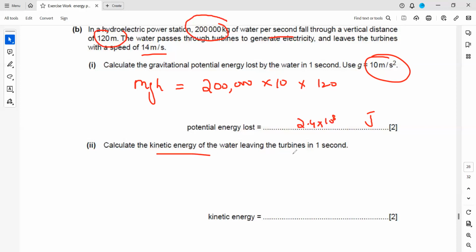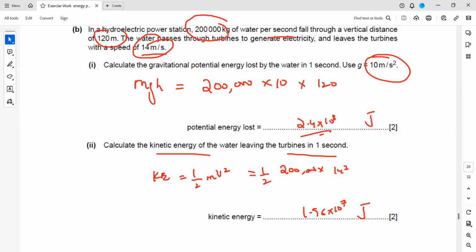Then calculate the kinetic energy. It leaves at a speed of 14, so kinetic energy will be half mv squared. Why did we not consider potential equal to kinetic? Because it did not mention that they are equal. They give us a speed, so we'll use half mv squared. m is the mass, which is 200,000, and v is the speed, which is 14 squared. This will give us the kinetic energy, which is 1.96 × 10^7.